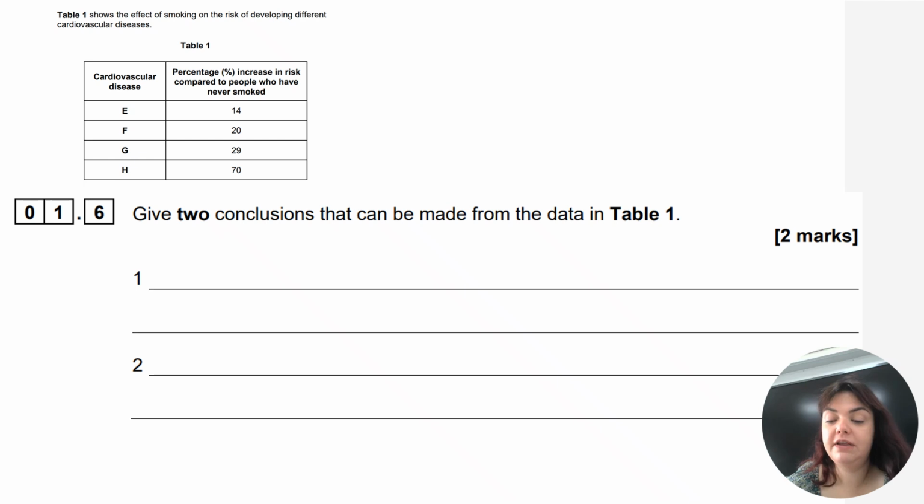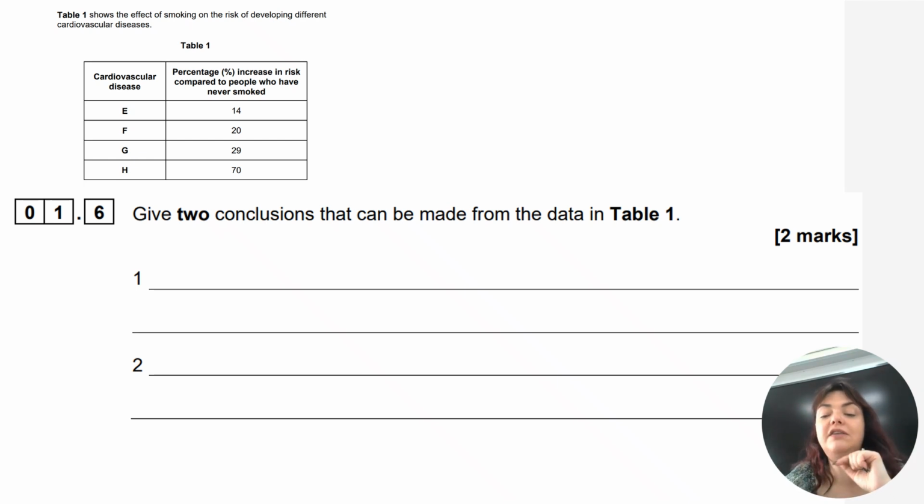Okay, so we have a table showing the effect of smoking on the risk of developing different cardiovascular diseases. You've got cardiovascular disease E, F, G, and H, and then the percentage increase in risk compared to people who've never smoked. Just to be aware, these aren't people that we're talking about. These are different diseases. Commonly in the past, pupils have said person E is more at risk, and that's not what it's saying.